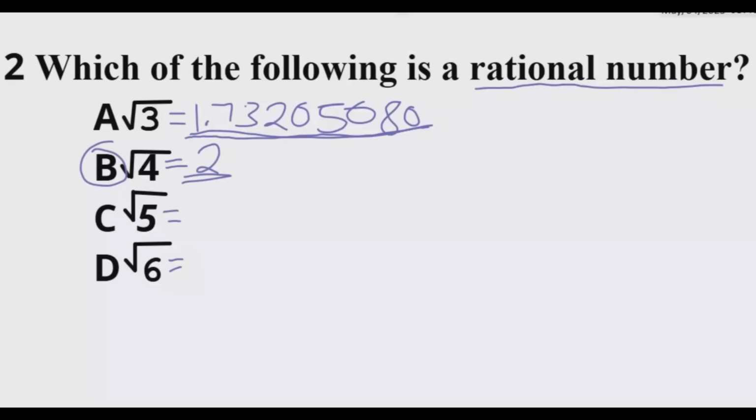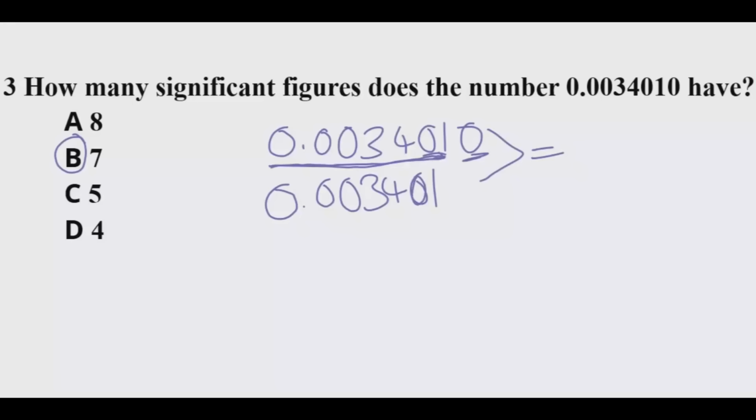So don't even waste time like I was doing this. Just identify the number that has a square root which is a whole number, which is 4. The square root of 4 is 2. They are just the same.